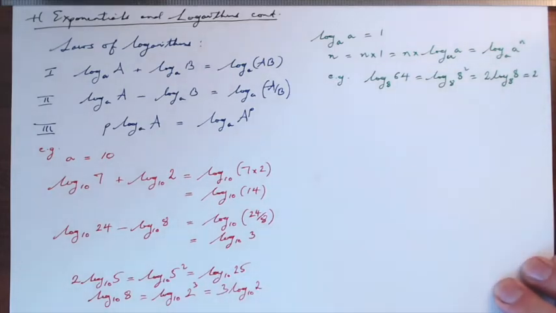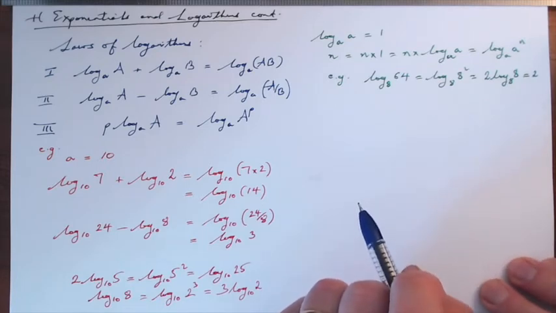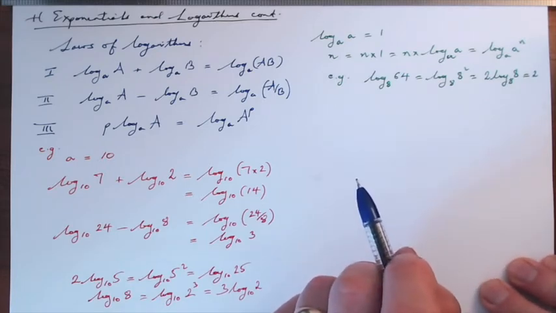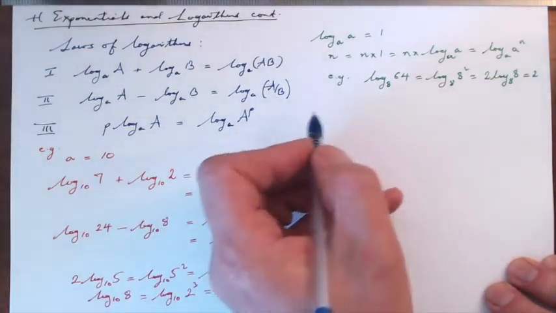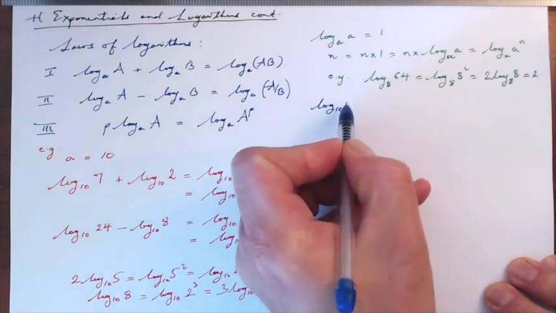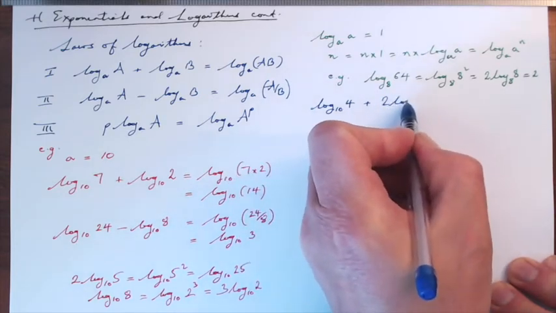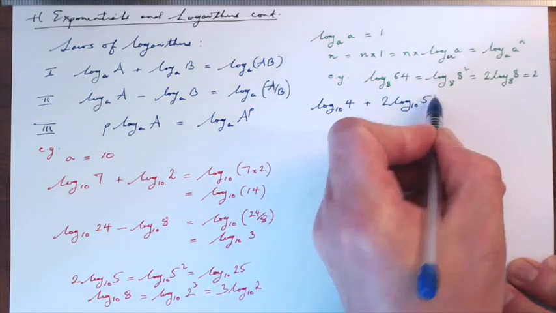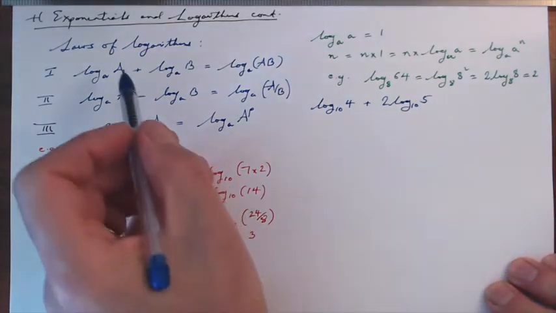I have to hand an example from an exam. Let me just show you. I think this might be from the 2019 Scottish Higher maths paper, but the student was asked to simplify the following expression: log to the base 10 of 4 plus 2 log to the base 10 of 5. And this is quite a nice example because it uses many of the things that we've spoken about.